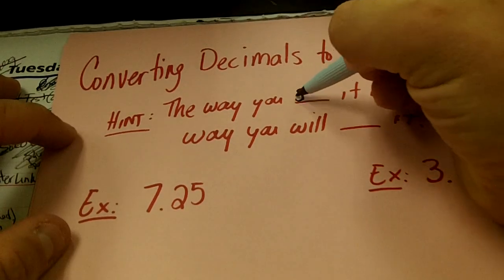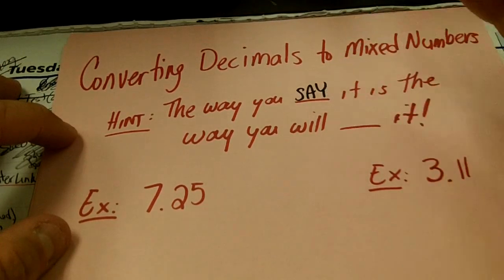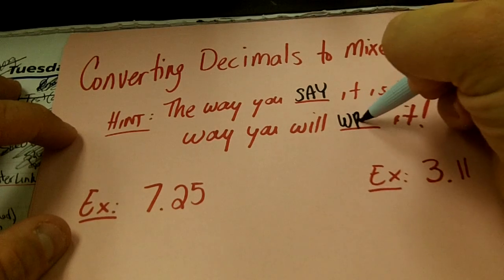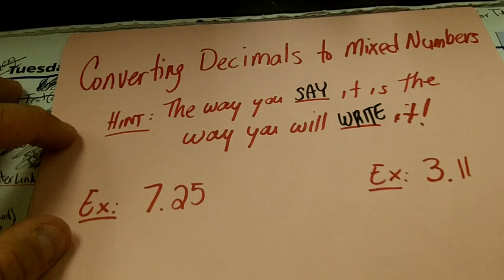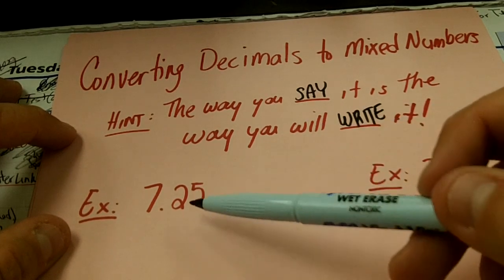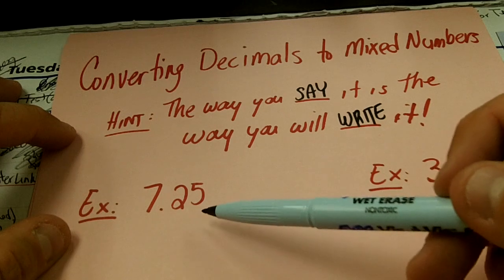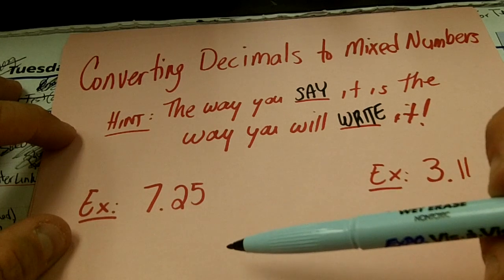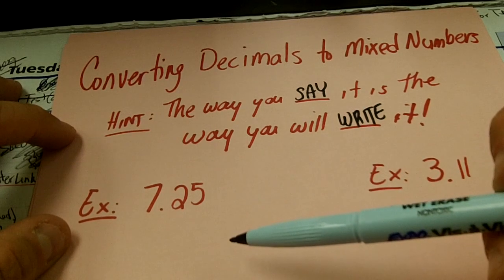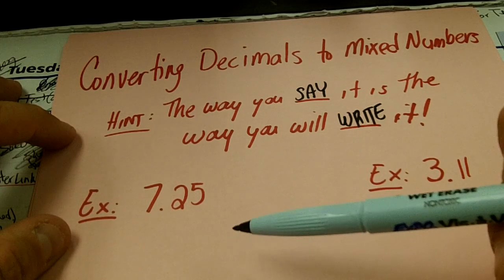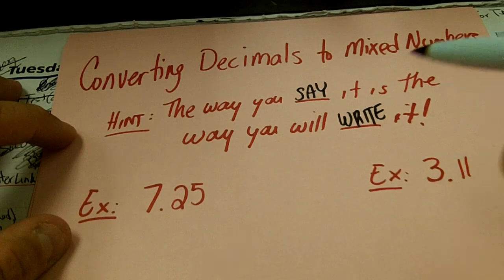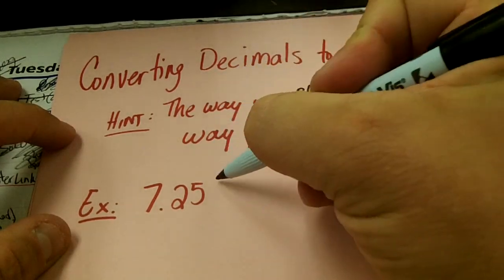So the way that you will say it is the way that you will write it, and this is no different than what we've talked about before. No difference. How am I going to say this phrase right here? This is 7 and 25 hundredths. Now I don't say 7.25. I say it's 7 and 25 hundredths. The decimal is your "and" there. So I'm going to write that just as I said it.